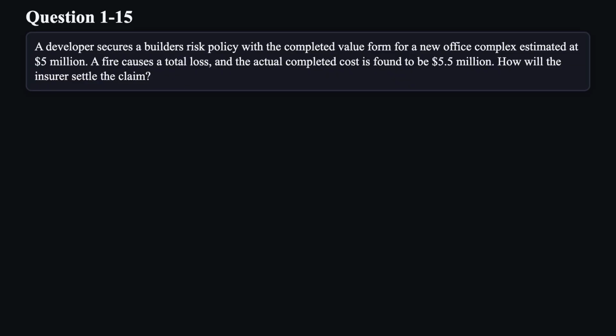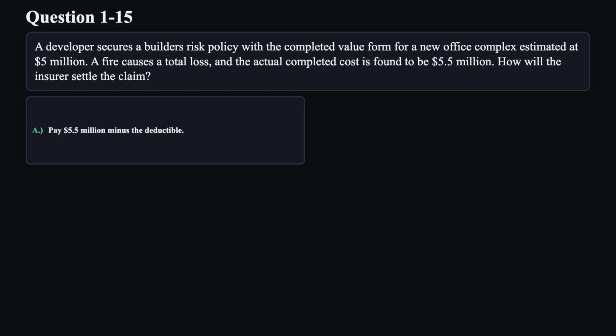Question 15. A developer secures a builder's risk policy with the completed value form for a new office complex, estimated at $5 million. A fire causes a total loss, and the actual completed cost is found to be $5.5 million. How will the insurer settle the claim?